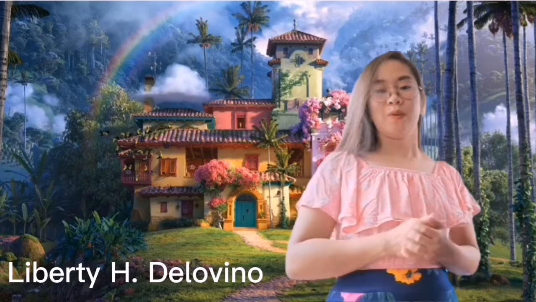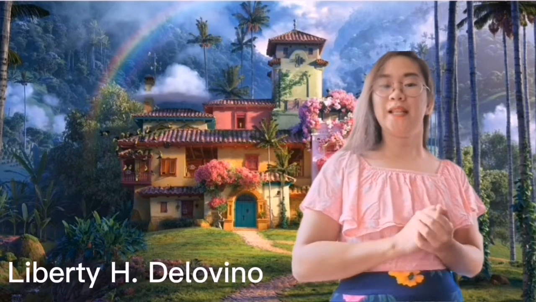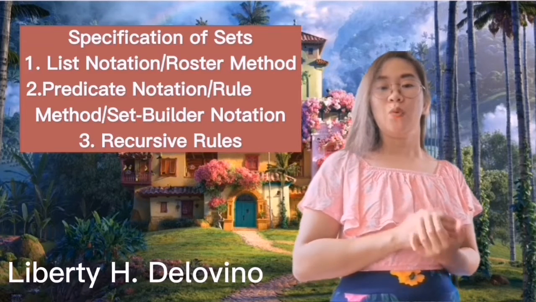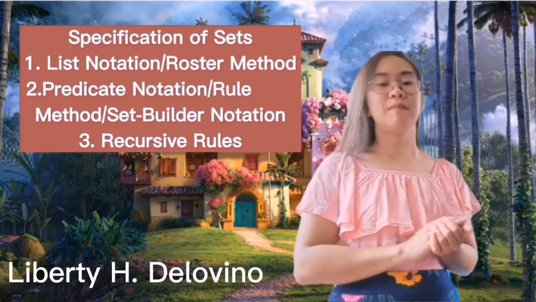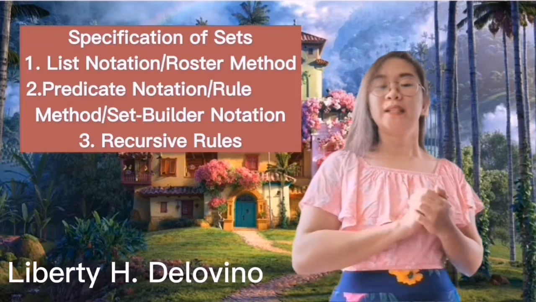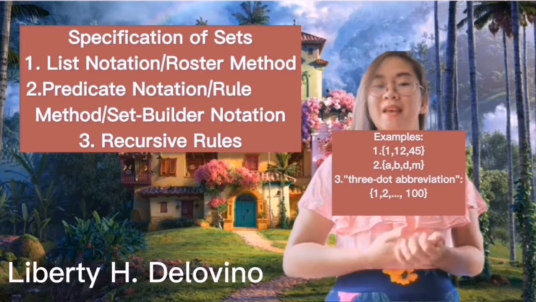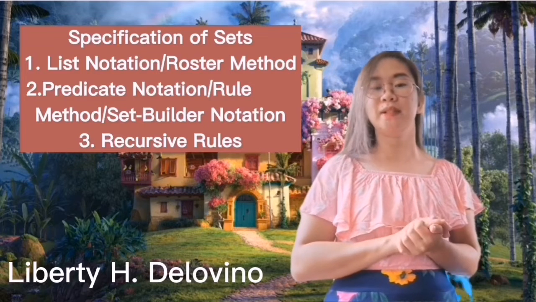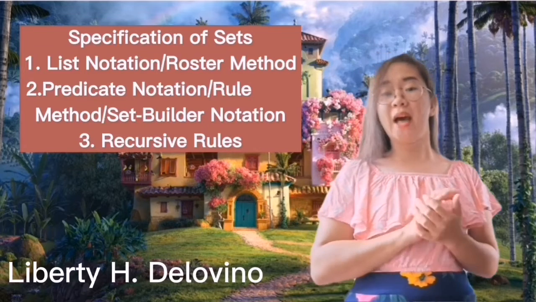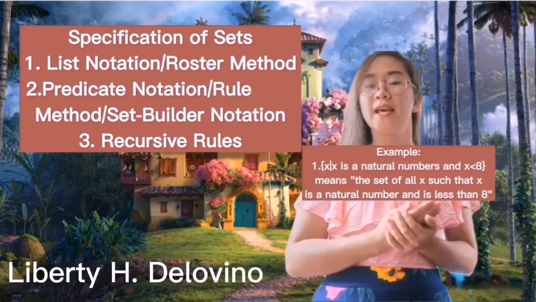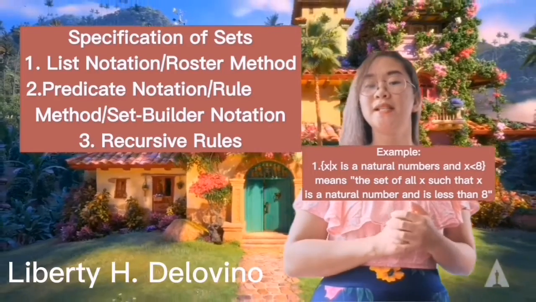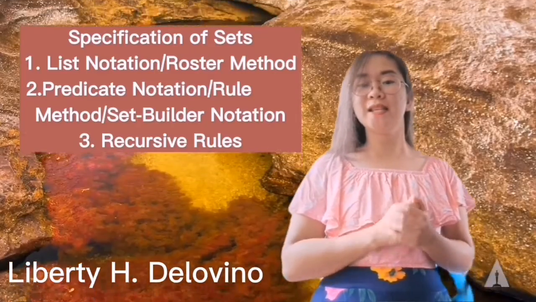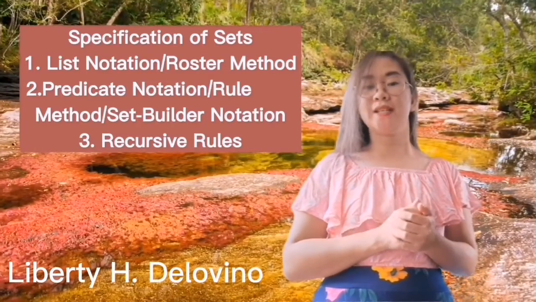To specify a set, we can use the following ways. First is the list notation or roster method, which means listing all its elements. We list the names of the elements, separating them by commas and enclosing them in braces. Take a look at these examples. The next way is the predicate notation, also called the rule method or set builder notation. It states a property of the elements. Example: the set of all x such that x is a natural number and is less than 8. Last is recursive rules. It is a way that defines a set of rules which generates or defines its members.